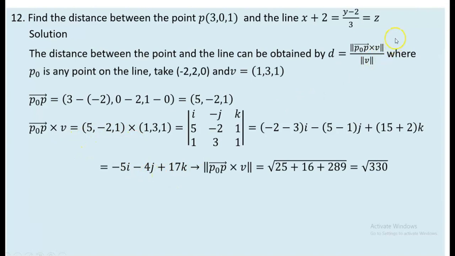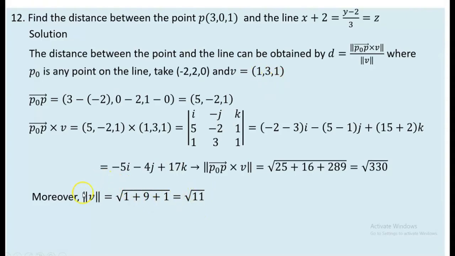Since this is the magnitude as it has been written, I need to consider the norm or the magnitude, and this is going to be the square root of the sum of the squares of the components. Minus 5 squared is 25, minus 4 squared is 16, and 17 squared is 289. So when you take this sum, students, you are going to have radical 330. So have this as your numerator value. Now you need to determine the norm of V. The norm of V can be obtained simply by taking the sum of the squares of the components of V under radical. And we knew that V has components 1, 3, 1. So if you take the sum of these squares, you have 1 plus 9 plus 1, as it has been written here, and this makes radical 11.